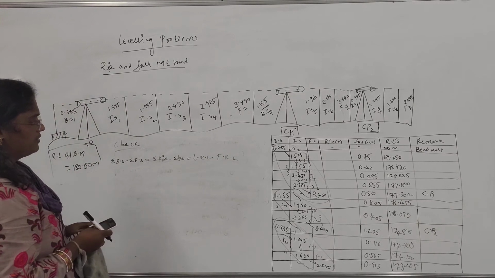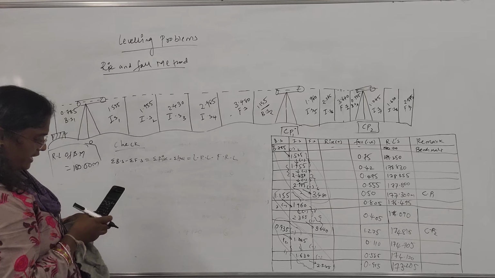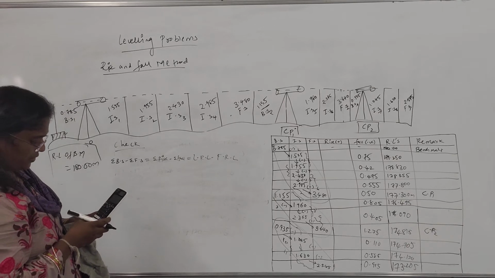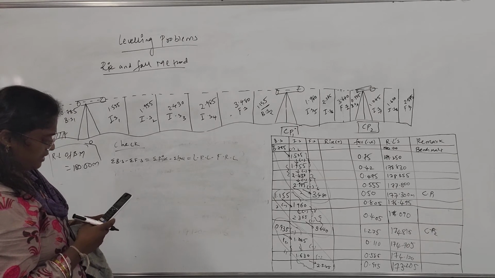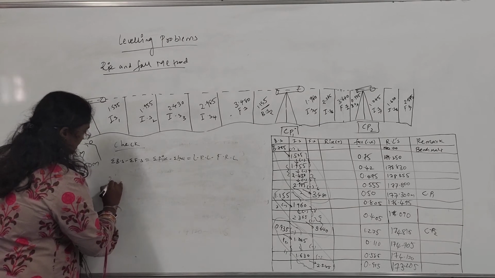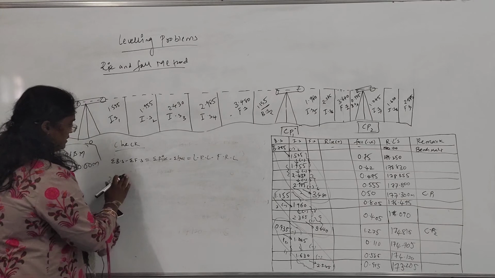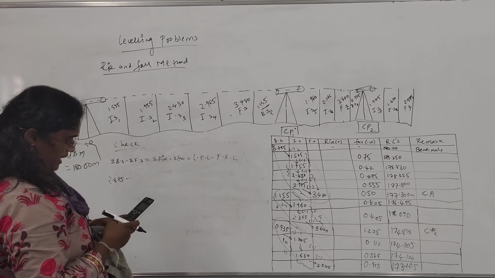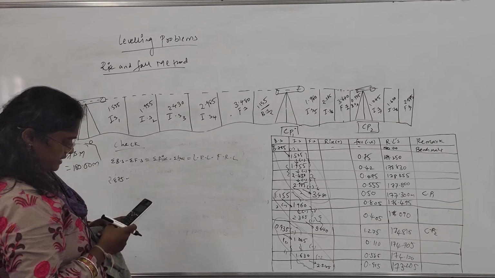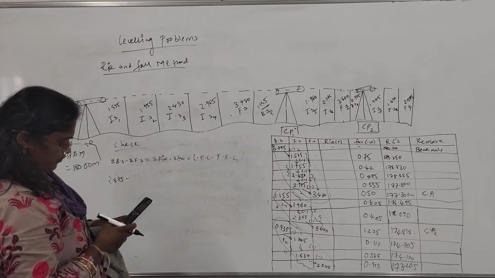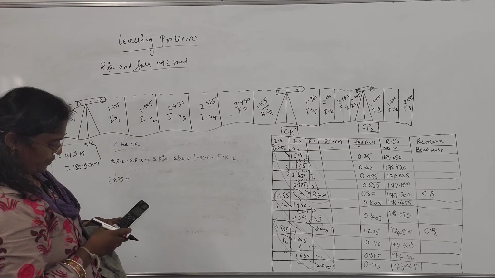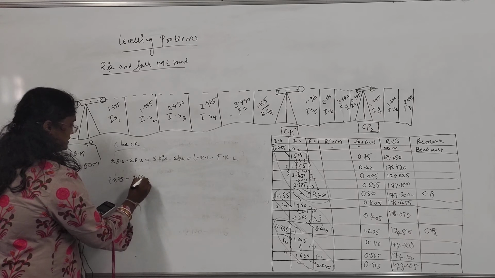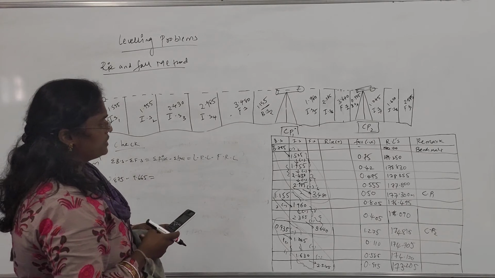What will be the summation of backsight? 0.785 plus 1.155 plus 0.935, 3.875. And the foresight: 3.480 plus 3.640 plus 2.545, 9.665. Right, now we need to go for the summation of rise.